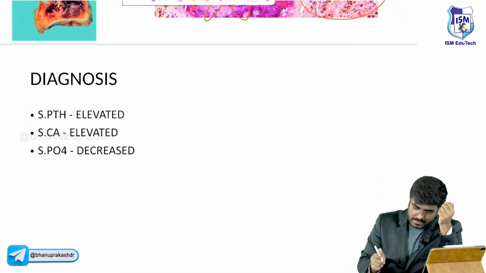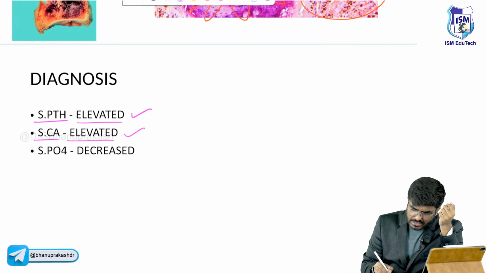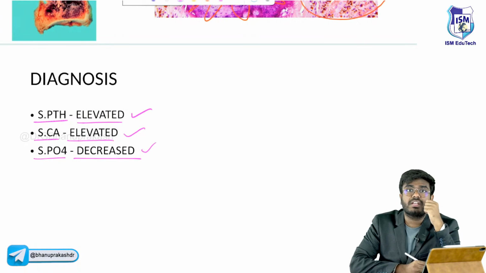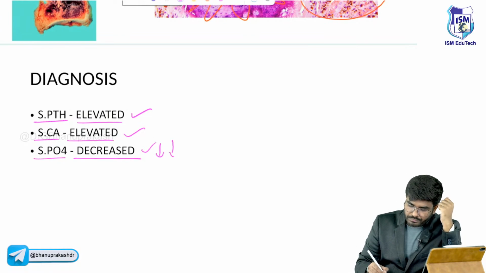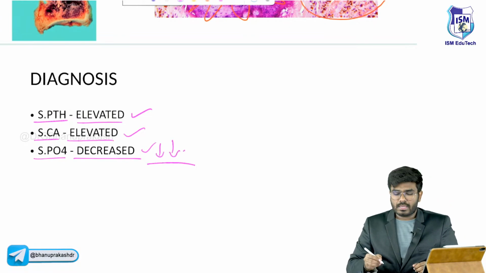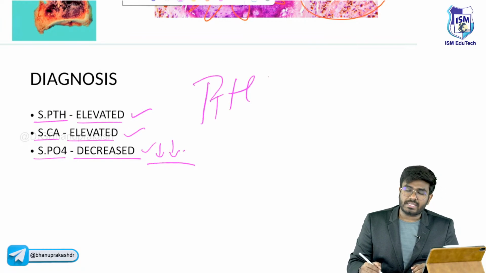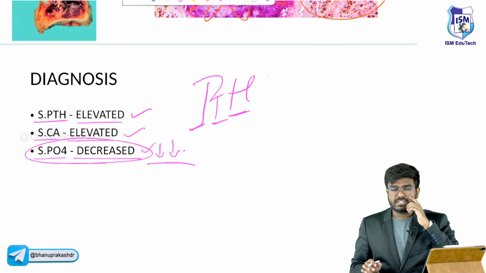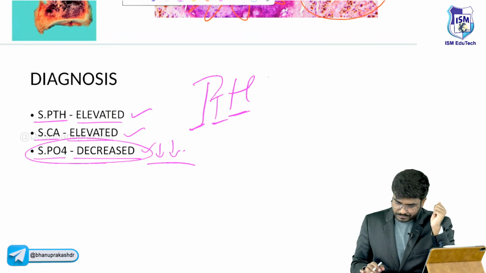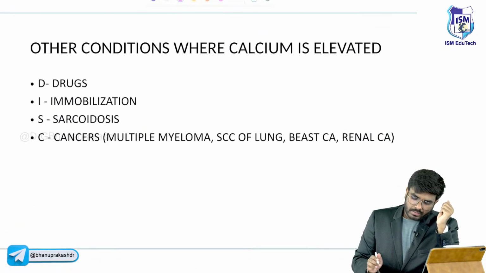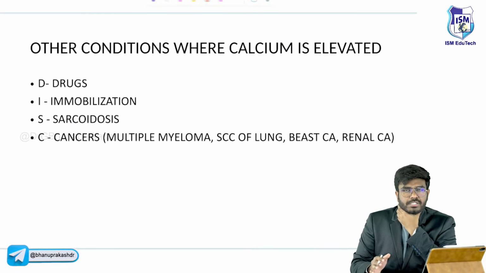So what is the laboratory diagnosis? Serum parathyroid hormone levels are elevated, serum calcium levels are also elevated, but look at the serum phosphate levels. The serum phosphate levels are very low. Why? Because in primary hyperparathyroidism, PTH is the phosphate-trashing hormone. Phosphate is going out of the body, so phosphate levels are low.